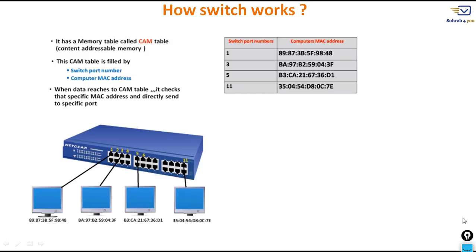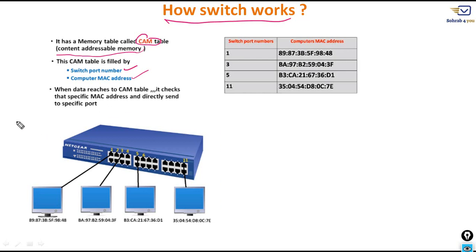What do we have? The next is how a switch works. A switch has a memory table called the CAM table. The full form of CAM is content addressable memory. This CAM table is filled by two things: the switch port number and the computer MAC address. When data reaches the CAM table, it checks the specific MAC address and directly sends it to the specific port.